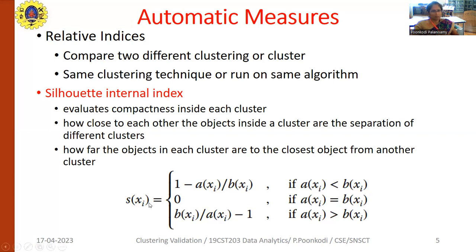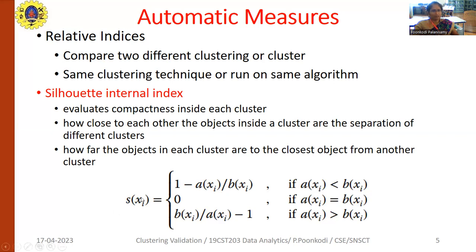And this is the equation to calculate the Silhouette index. We consider the index as s of xi, equal to 1 minus a of xi divided by b of xi. Usually while forming a cluster, it will follow the index values +1, 0, -1. Based on this only it will form a cluster.